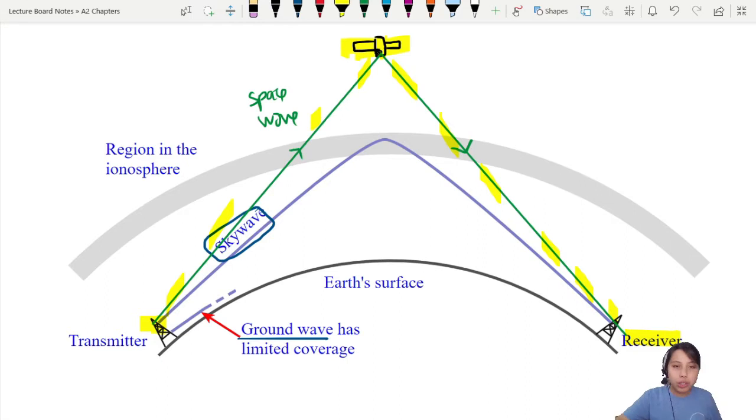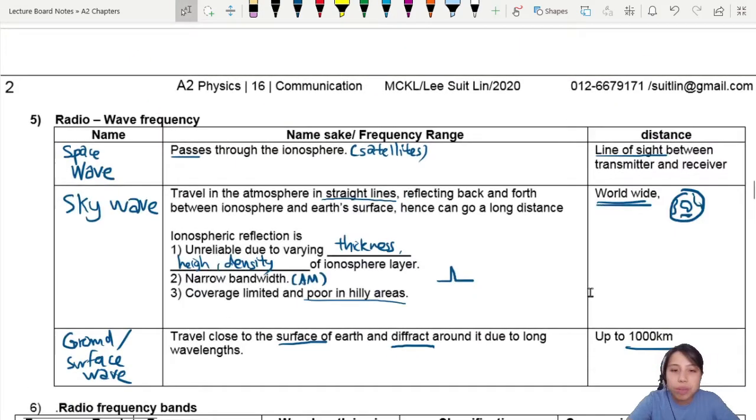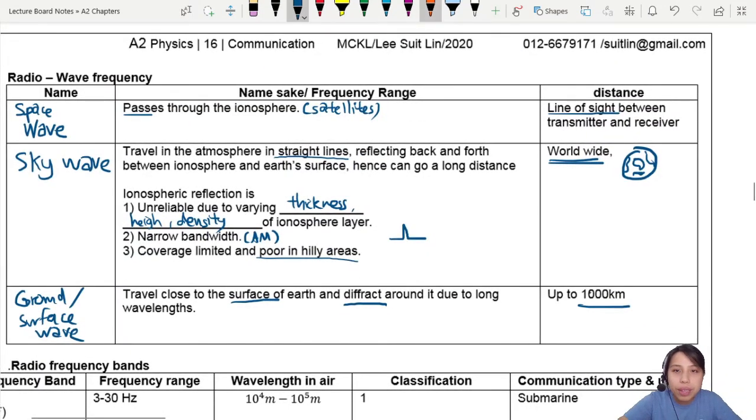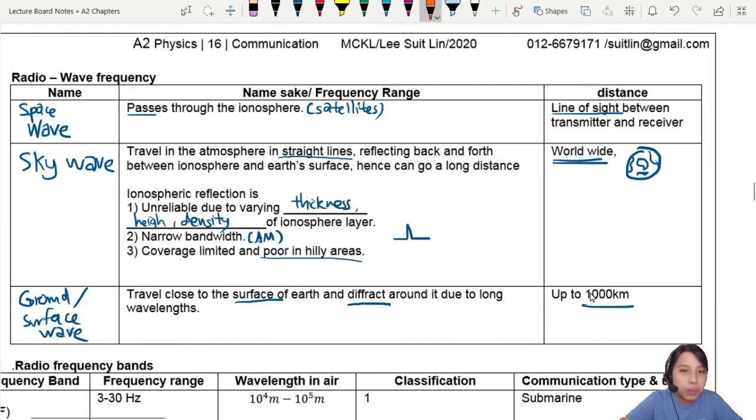So comparing these three, FM is kind of a little bit like a space wave. It cuts right through, very high frequency, goes right out into outer space. Sky wave is a little bit more like AM, bounce here and there. And if you want to write down the frequency ranges for each of them, let's do that. So space wave is going to be the highest frequency. Frequency range is going to be more than 30 megahertz.